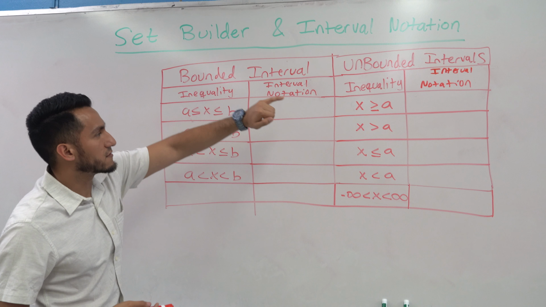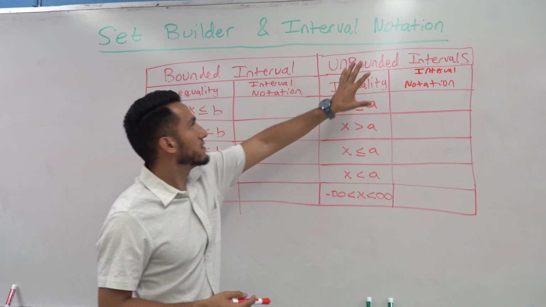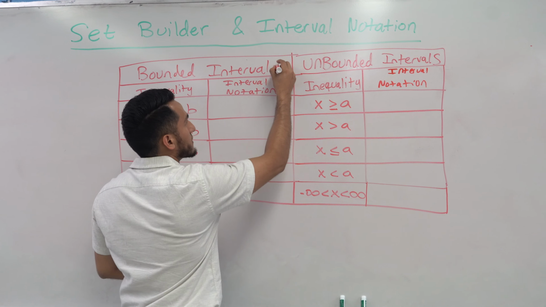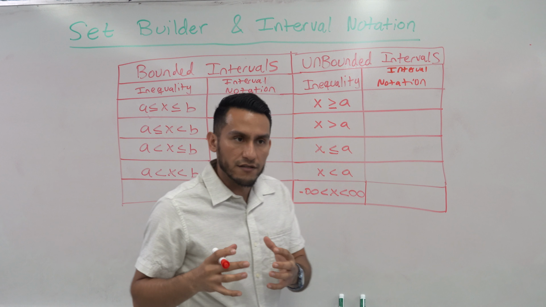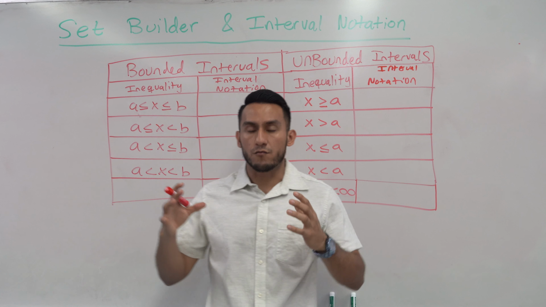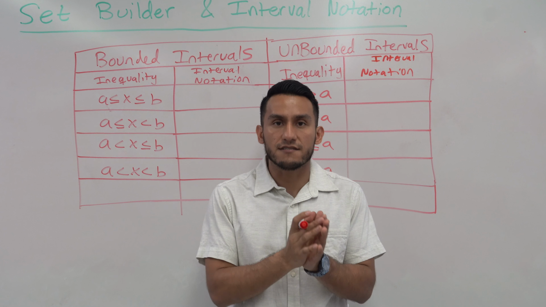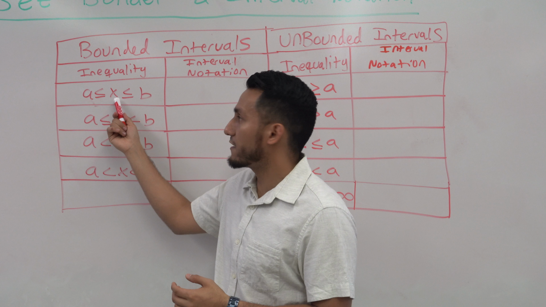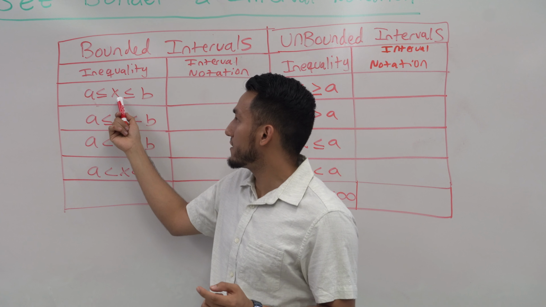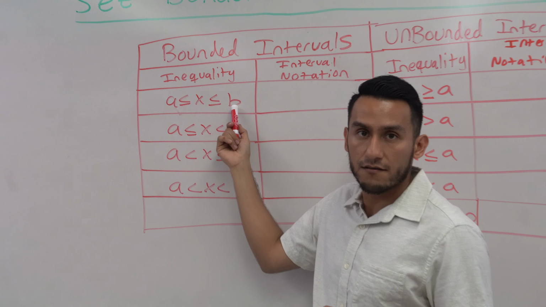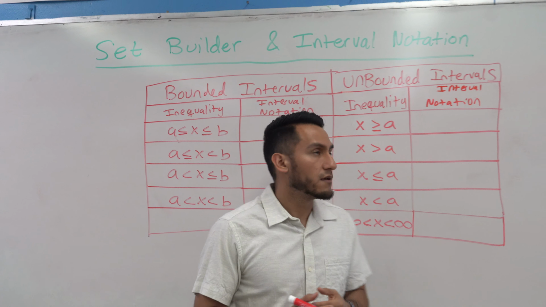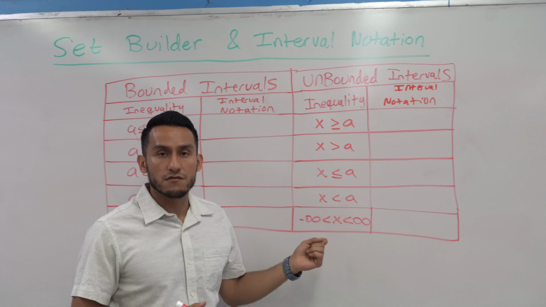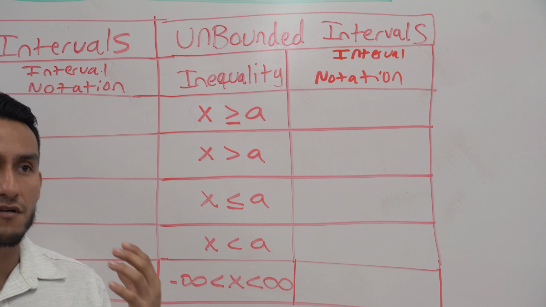Looking at this table, we're talking about bounded intervals and unbounded intervals. Now, bounded intervals means that you have a restriction around a specific set. So if you're talking about the x value here, x is being restricted by a and b. It's in between a and b. That's what bounded means.